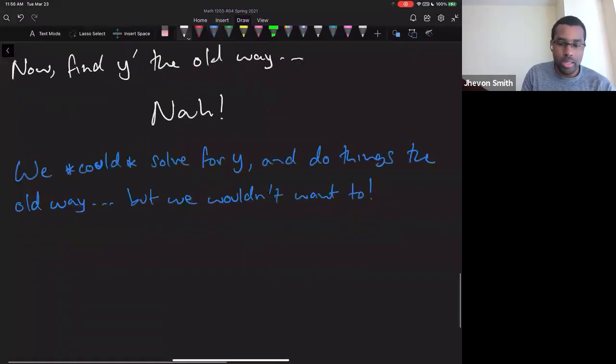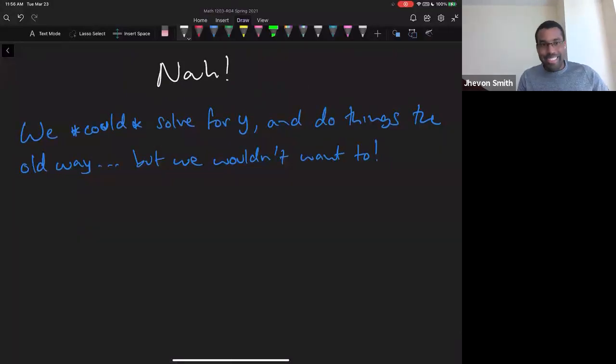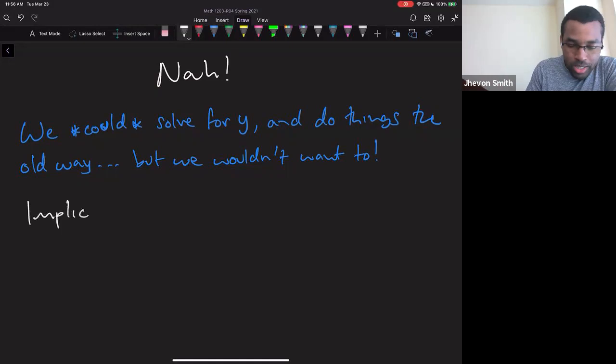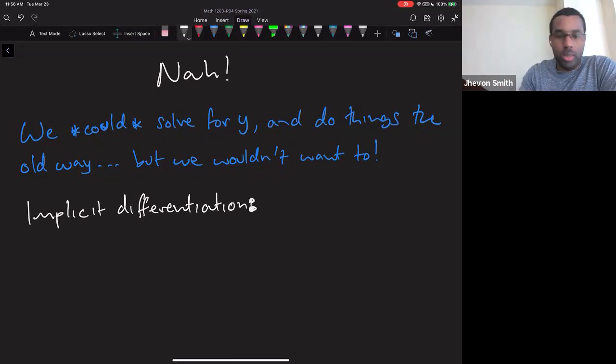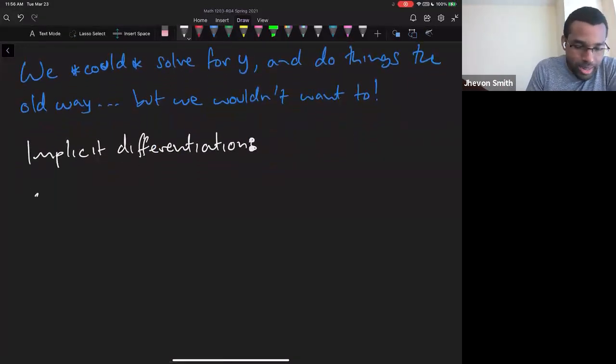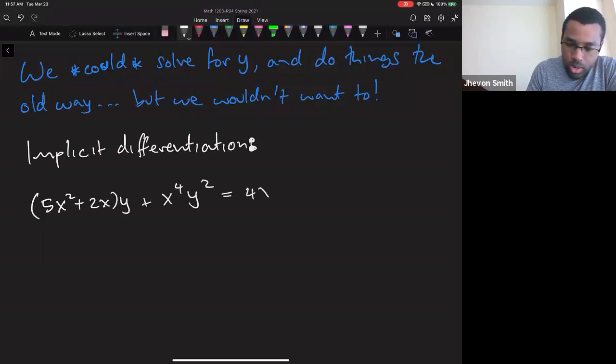Okay, so let's go back to our new friend. At this point, you're like, maybe that guy's not so bad. Yeah, I know I only met him like yesterday, but you know, my old friend isn't being too nice right now. So let's go to implicit differentiation. Let's actually go back to this: x squared plus 2xy plus x to the fourth y squared equals 4x cubed.